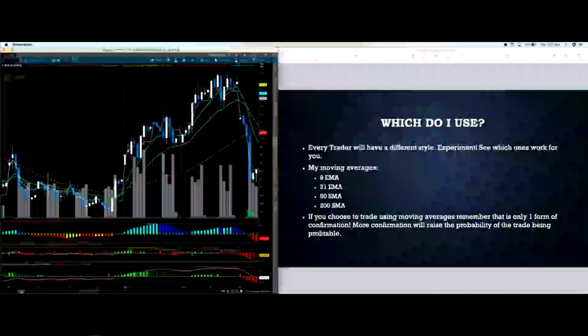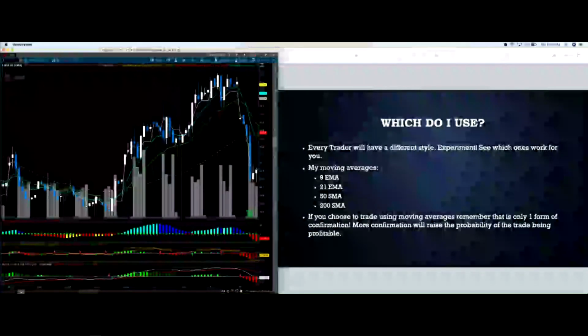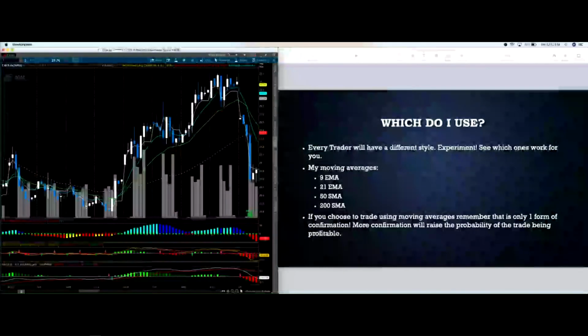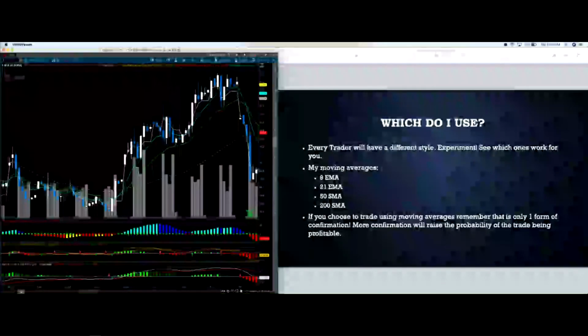One thing I do recommend though is not to have too many moving averages on your charts. With me, when I trade intraday, I only have my 9, my 21 EMA, and my VWAP on my charts, and that is it. When I'm doing technical analysis, that's when I'll throw in my 50 and 200 simple moving average on those charts just to get more value out of where price is going, certain big rejection points, support zones, stuff like that.